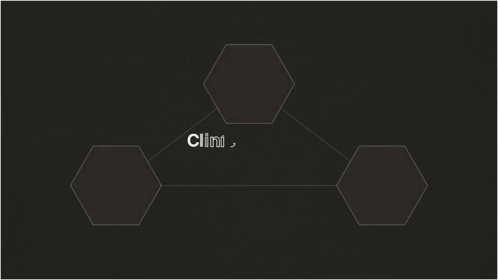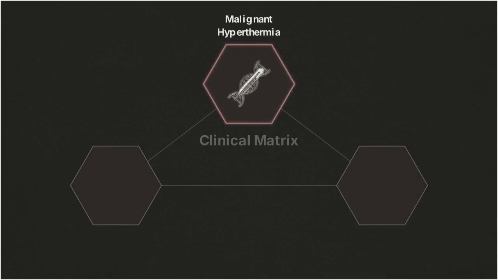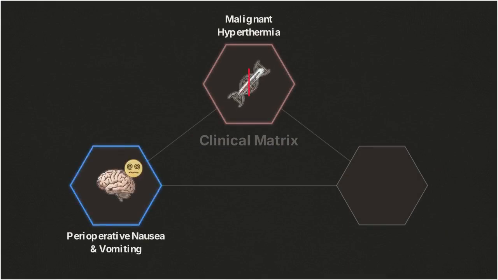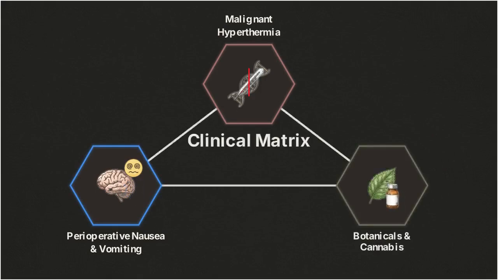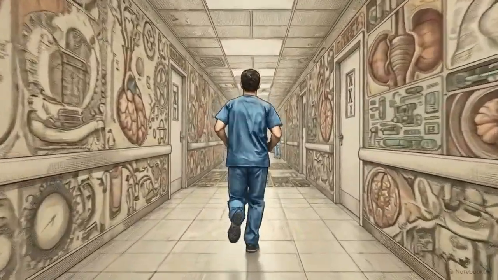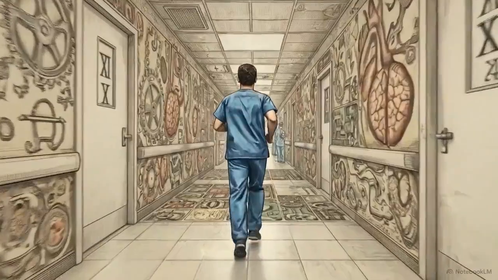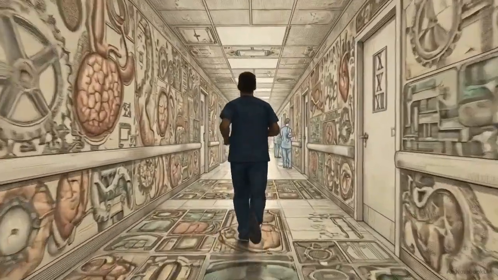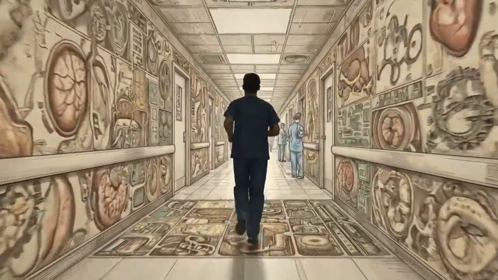We are analyzing three critical perioperative domains today: the hypermetabolic crisis of malignant hyperthermia, the neurochemical pathways of perioperative nausea and vomiting, and the pharmacokinetic interferences introduced by botanical supplements and cannabis. This review is engineered for high-stakes intraoperative application and CRNA board preparation. We are isolating the exact testable mechanics that dictate clinical action.